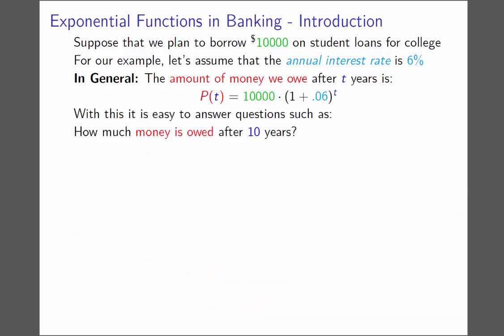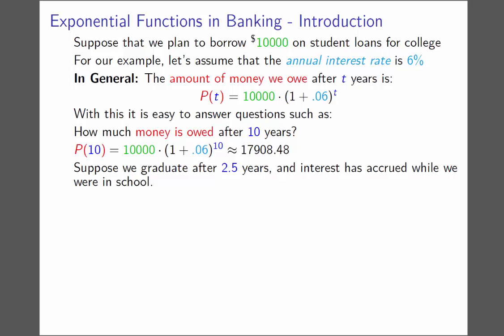With this formula, it is easy to answer questions such as how much money is owed after 10 years, without having to do it 1 year at a time. We can compute P of 10 is 10,000 times (1 plus 0.06) to the 10th power, which comes to roughly $17,908.48.